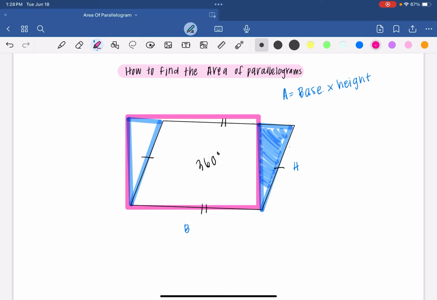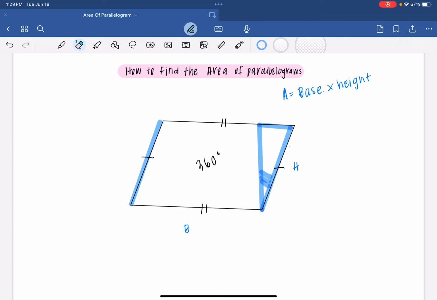We were just able to say, okay, I noticed there's a triangle over here. What if we take this area and we place it over here instead? So that's why we're able to use the same formula to find the area for our parallelogram. So without further ado, let's jump into this.